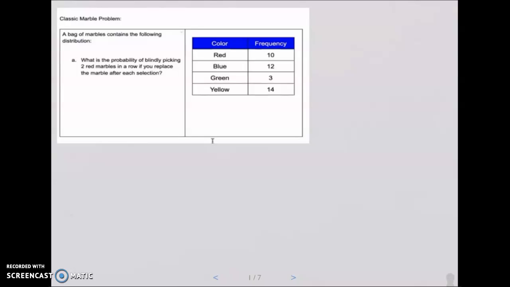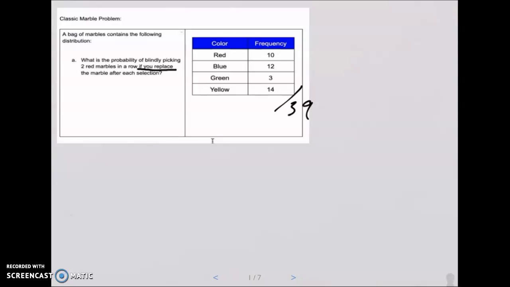What is the probability of blindly picking 2 red marbles in a row if you replace the marble after each selection? So the first thing you need to do is add all the marbles up. So we'll go 10 plus 12 plus 3 plus 14. That gives me a total of 39 marbles. So if I want to find the probability, and here the key is if you replace them, we're going to go ahead and replace them as we go.